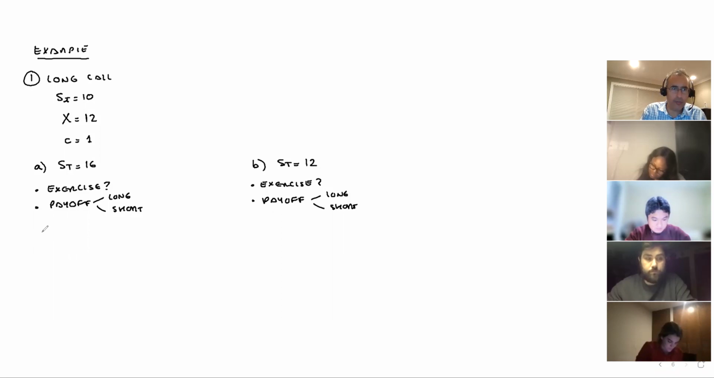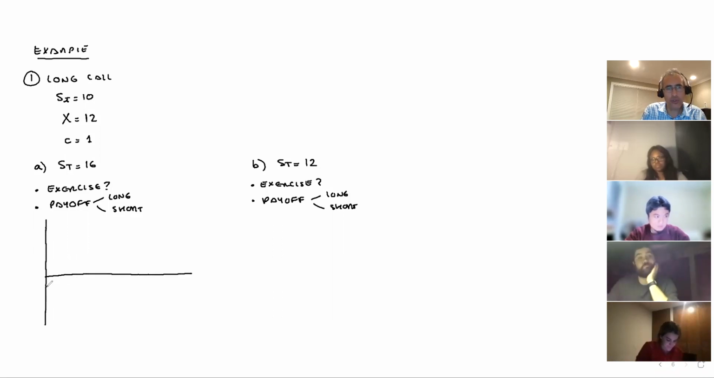Let's do our graph, okay? Let's do first the long. My strike price is 12. I know that from 12, I will go up like that. So this distance here, guys, is exactly the same as this distance. It's 45 degrees always. So this distance is 1, this distance is 1, correct? So this implies if this is 12, this is 13.